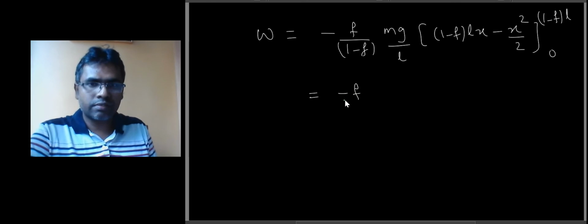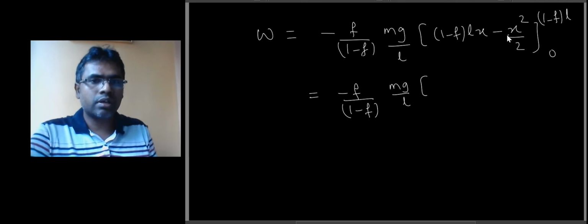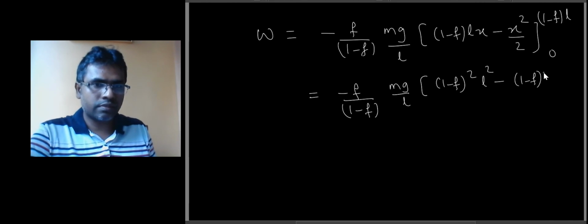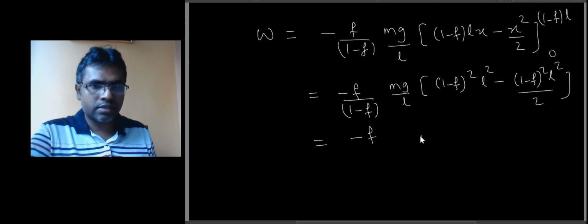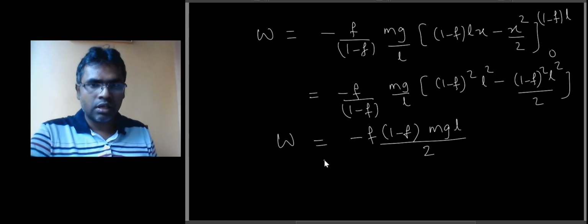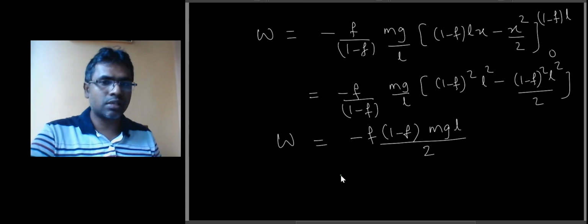So here we have minus f by (1 minus f) into mg by L. If I substitute the upper limit, in the first term I have (1 minus f) into L, so it's getting repeated. So I have (1 minus f) squared into L squared. In the second term, it is (1 minus f) squared into L squared by 2. If I substitute the lower limit, I anyway have 0, so we can leave that out. If you see the numerator and the denominator, you have (1 minus f) into L common everywhere, so you can ignore that. I'll be left with f, and from within the brackets I can pull (1 minus f) out. So I will be left with mgL in the numerator and 2 in the denominator. So that's the work done by the friction forces by the time the chain slips off the table.